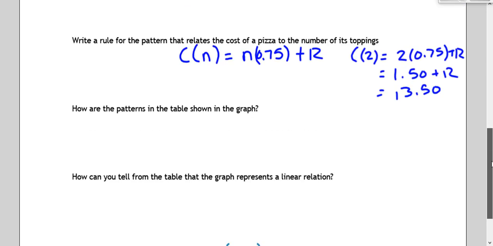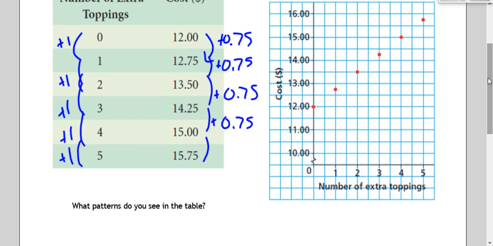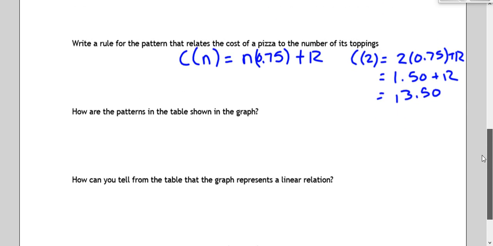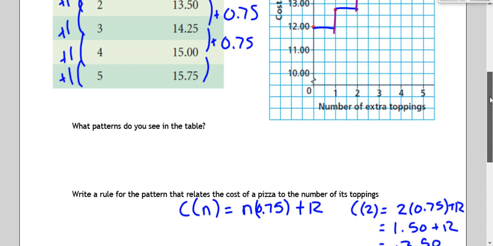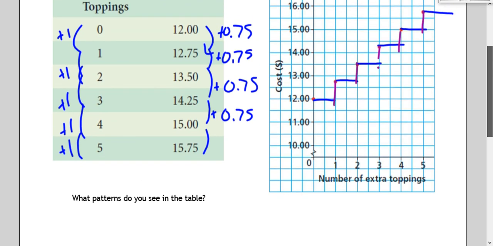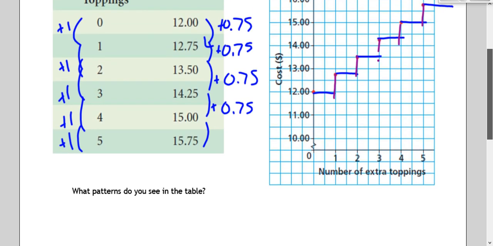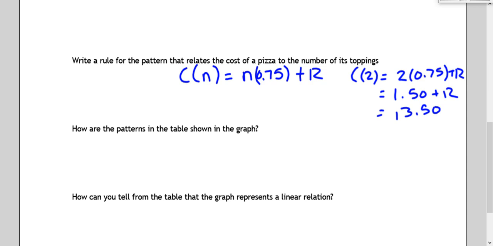The patterns on the table are shown in the graph because it shows the same consistent increase, so this goes over by 1. And then it goes up by 0.75, so you can see that consistent step. And how can you tell from the table that the graph represents a linear relation? Because it goes up by a consistent increase for every single value.